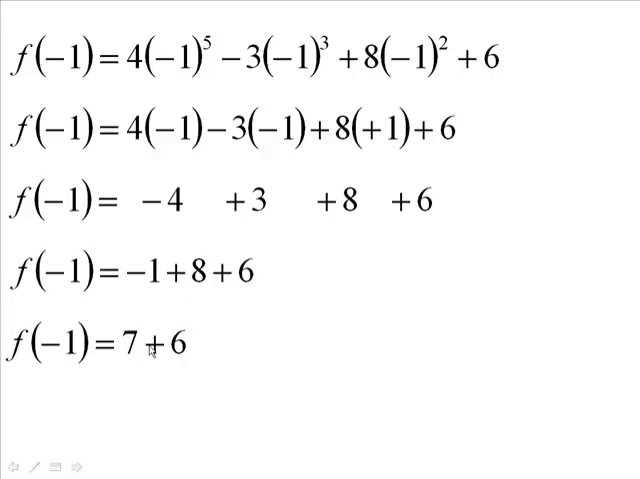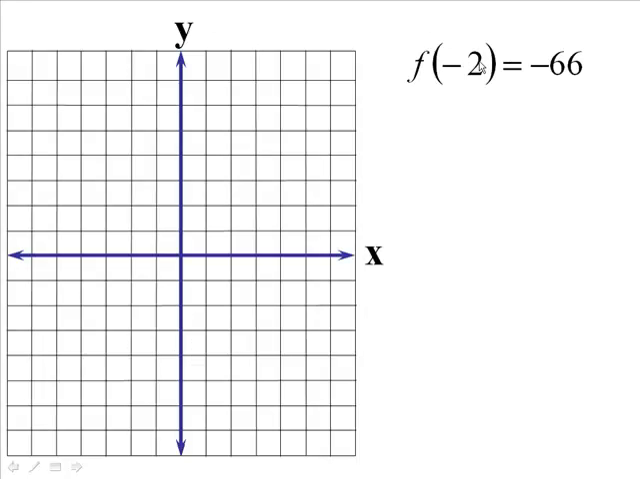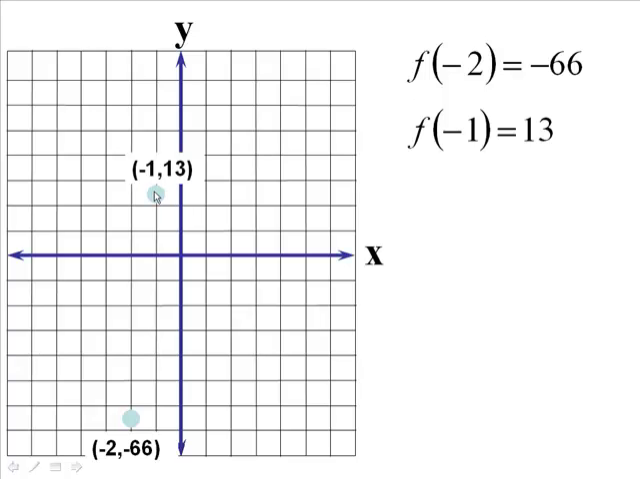So we end up with negative 1, plus 8, plus 6. Negative 1 and 8 is 7. 7 plus 6 is 13. So we've got f of minus 2 is going to be negative 66, and f of minus 1 is 13. Let's graph this. F of minus 2, we're going 2 to the left, and we're going way down here to 66. Somewhere down there, okay? F of minus 1 is 13. We're going negative 1. We're going all the way up here to 13 somewhere, okay?